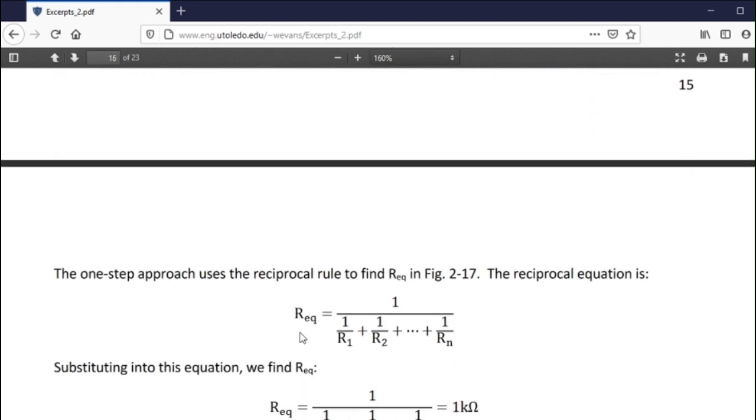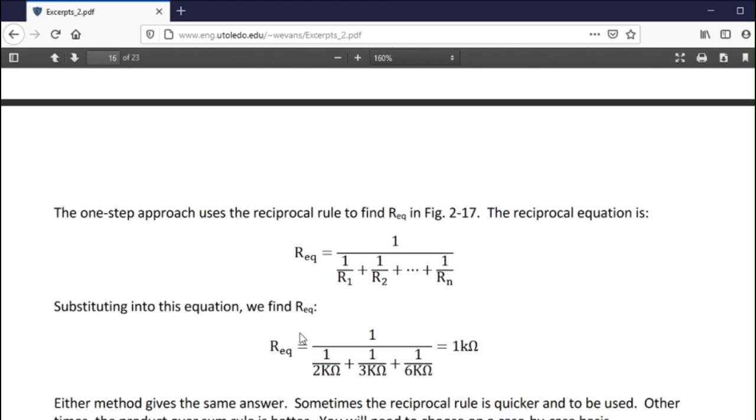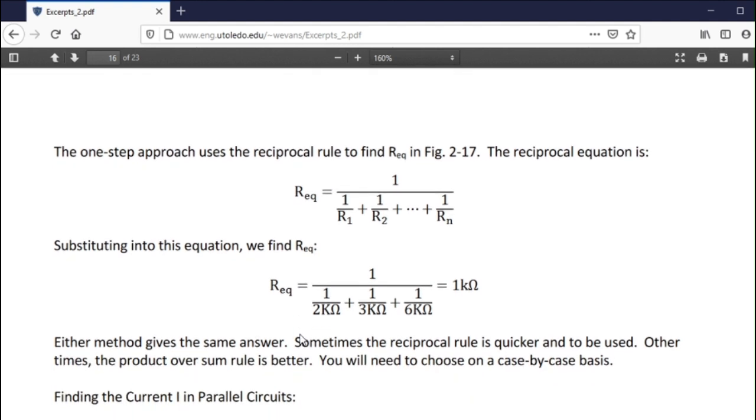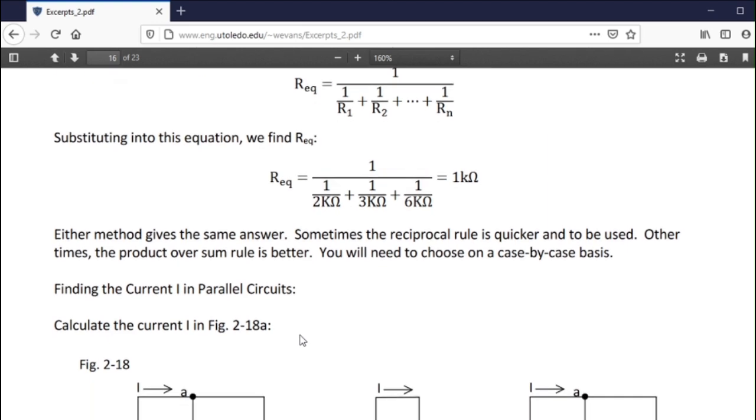This is the one-step approach, which I really do like. Okay? Just be practiced up on this with your calculator. Make sure you can do this. Either way gives you the same answer, doesn't it? It gives you the same answer.